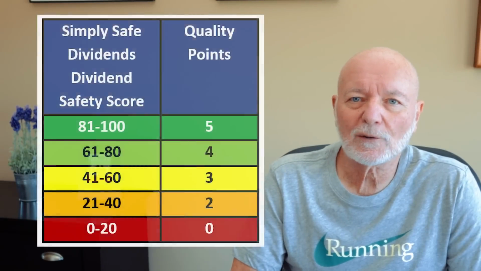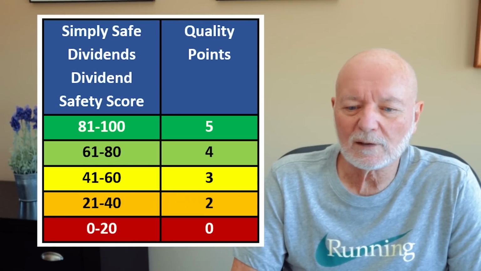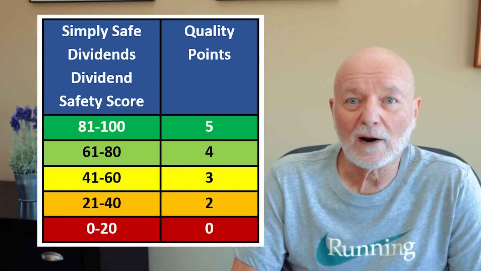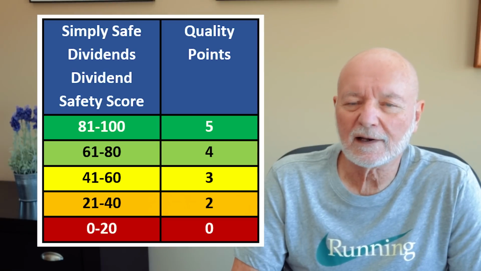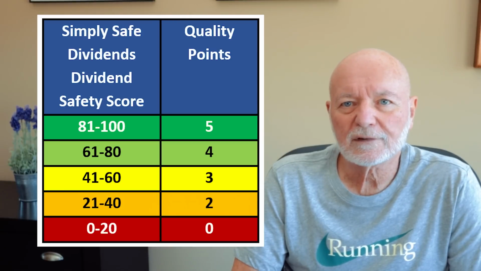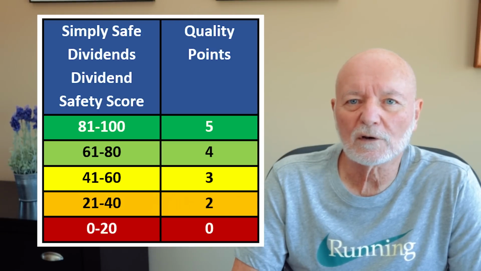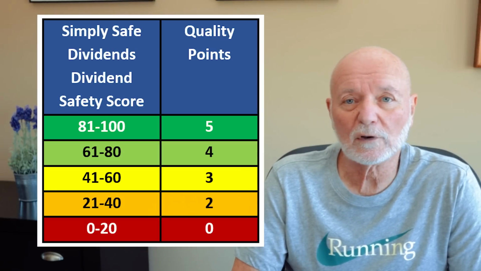Here is how I translate Simply Safe Dividends safety scores into quality points. The top bracket, 81 to 100 points, gets 5 points from me. The second bracket, 61 to 80, gets 4, and so on down through the lowest bracket. If Simply Safe Dividends awards 0 to 20 points on its safety scale, I give it 0 points on my scale.